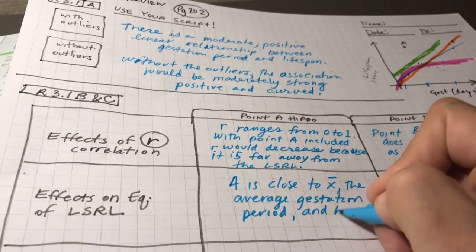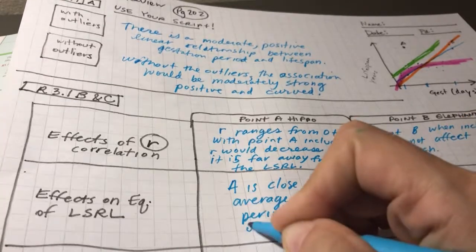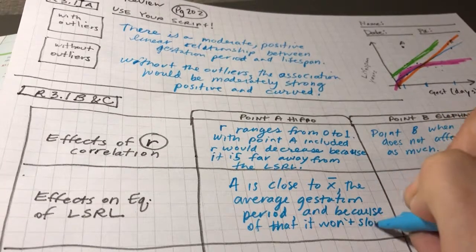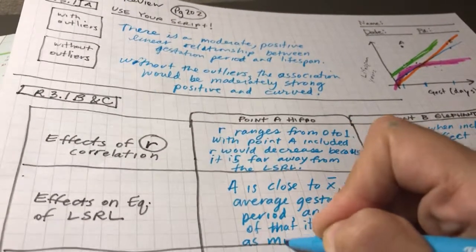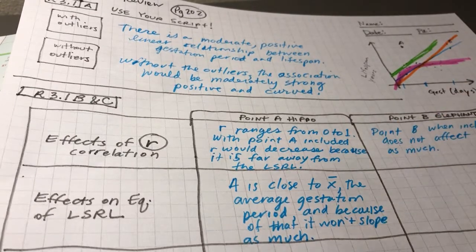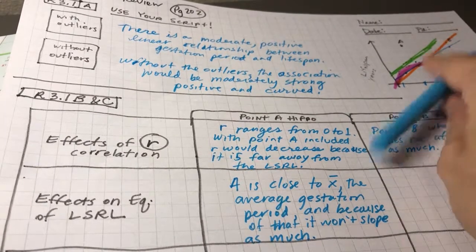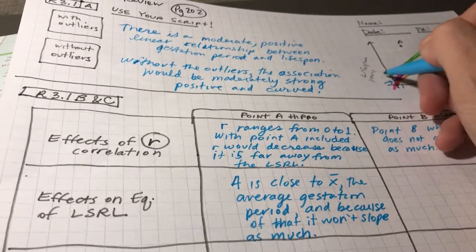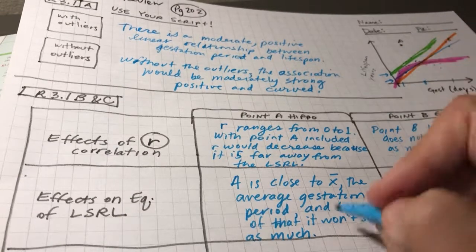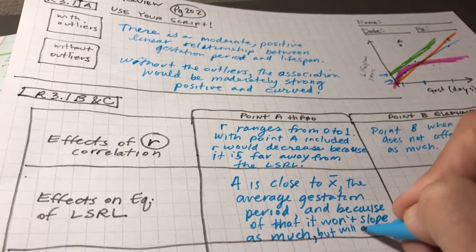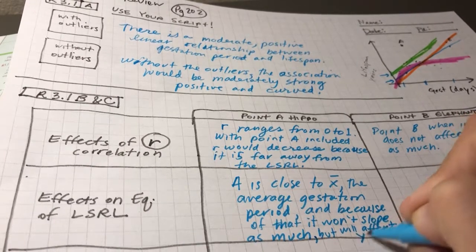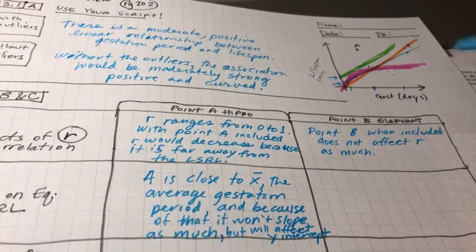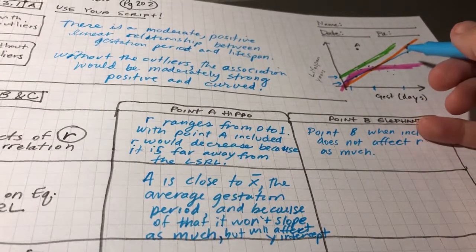And because of that, it won't affect slope as much. However, like we said in the green line, it will affect my y-intercept. So the entire line will move up to meet it. So what happens is it will affect the y-intercept.